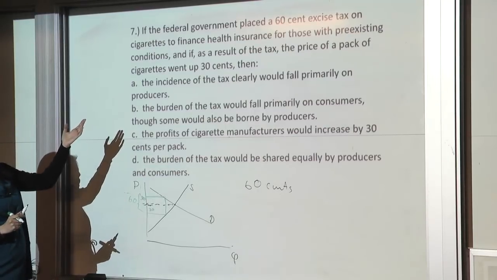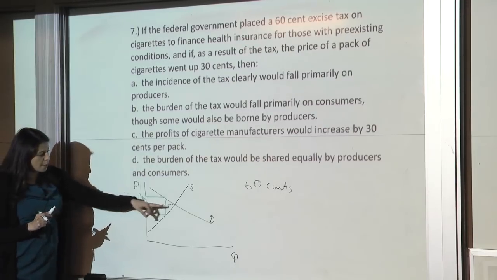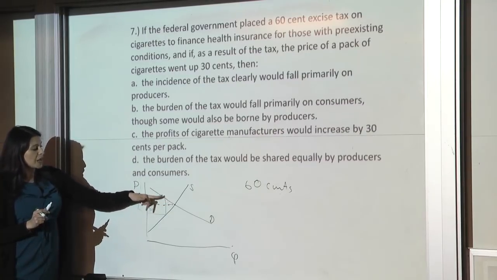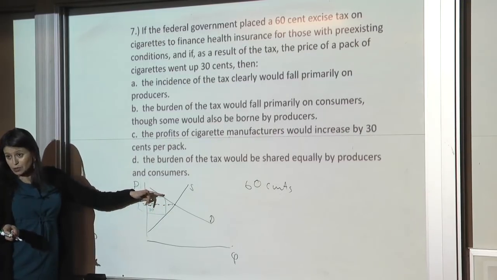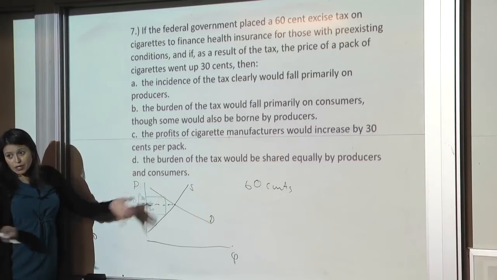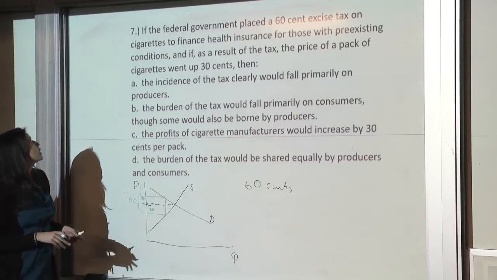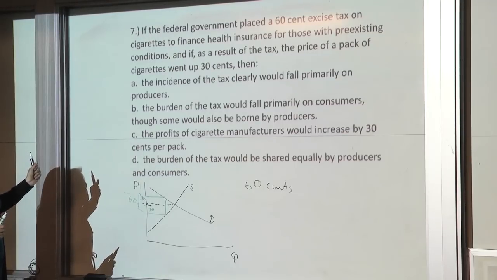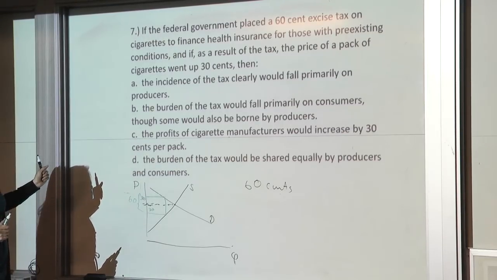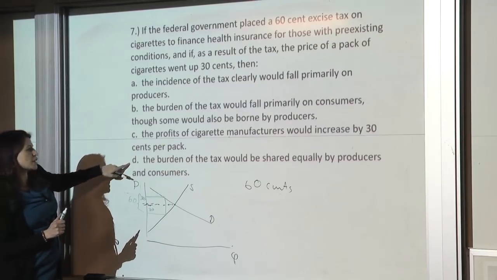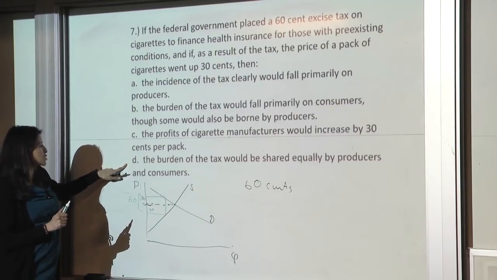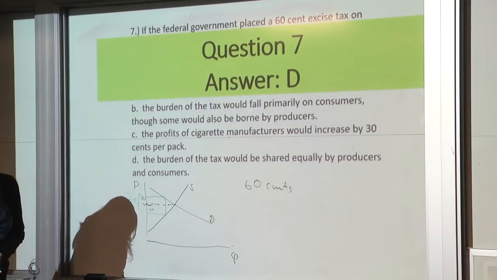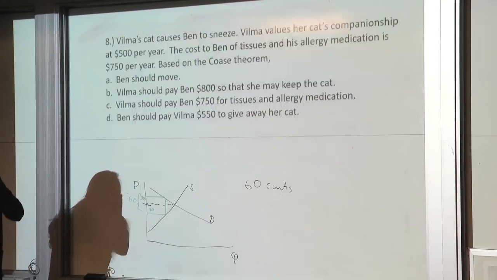Because if the price goes up from the equilibrium 30 cents, that means the consumers are paying those 30 cents. Someone else has to pay those other 30. Who is that someone else? The producer. So there you go. The incidence of the tax: the burden of the tax will be shared equally by producers and consumers. The answer is D. Okay? Good.